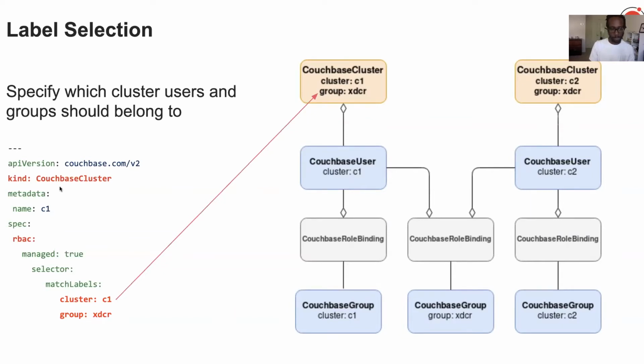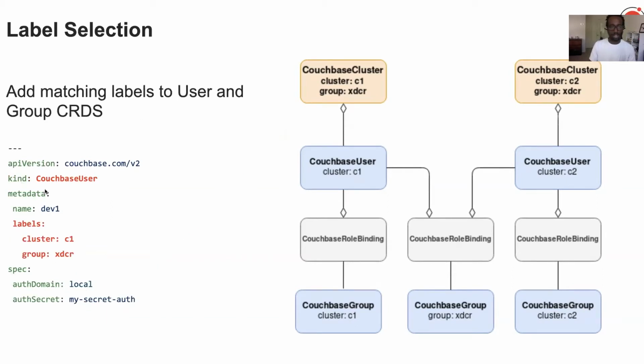The first thing you want to do is edit the Couchbase cluster CR itself and add these matching labels. And then when you create your Couchbase user, add the labels which correspond to the cluster's matching labels, which means that these users will be selected only by this specific cluster that's been configured to match these labels. So that just allows you to avoid surprises from your user showing up in someone else's cluster and vice versa.